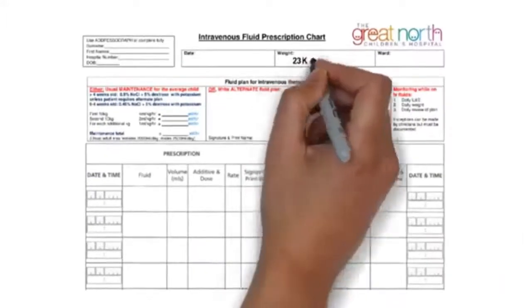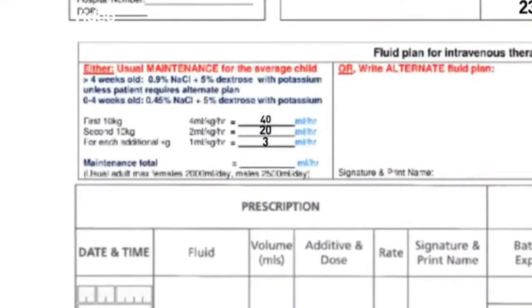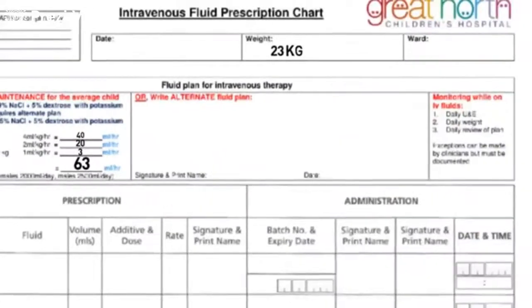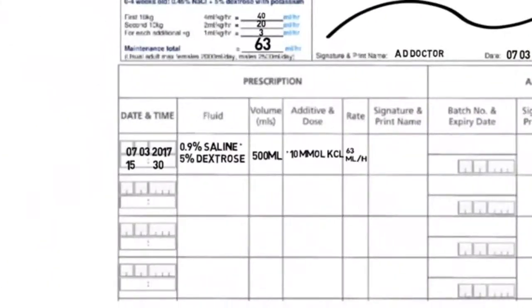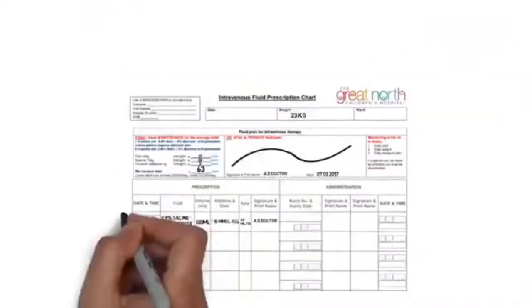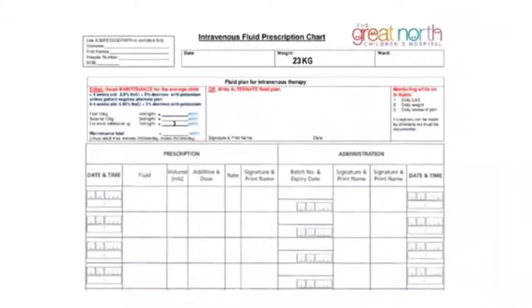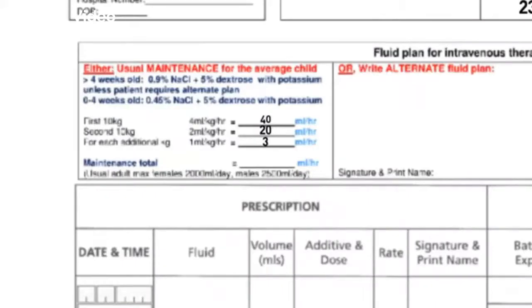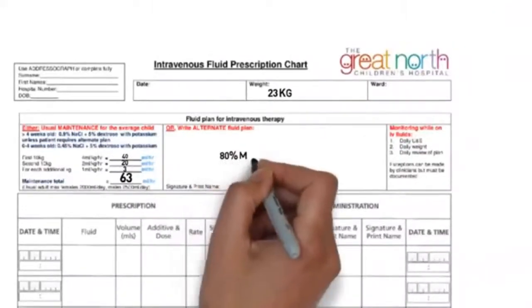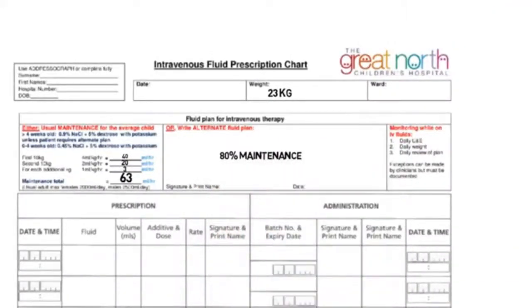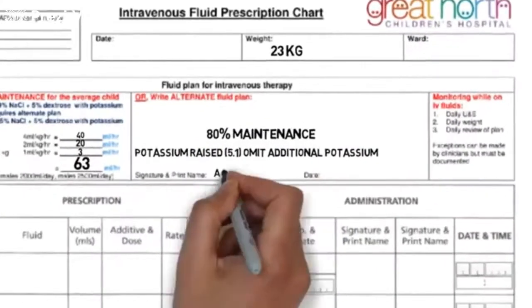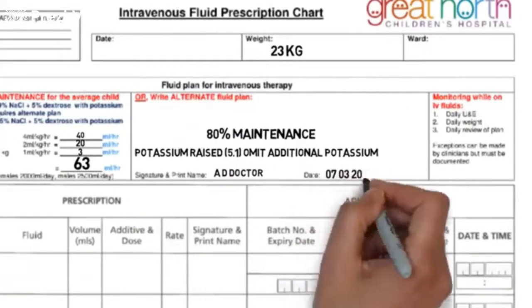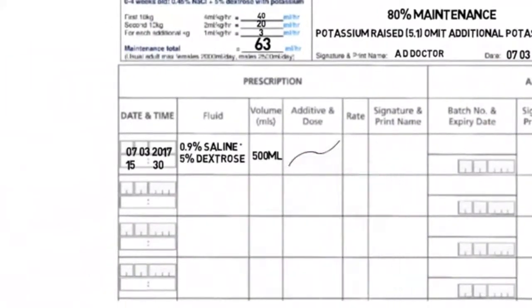The new IV fluid prescription charts now contain an area where maintenance doses can be totaled, where alternative fluid plans can be justified if necessary, as well as the normal space to write a prescription. If rates of fluid administration or type of fluid is not in keeping with the guideline, for example, fluids with different saline or potassium concentrations are used, the justification can now be clearly documented on these charts.